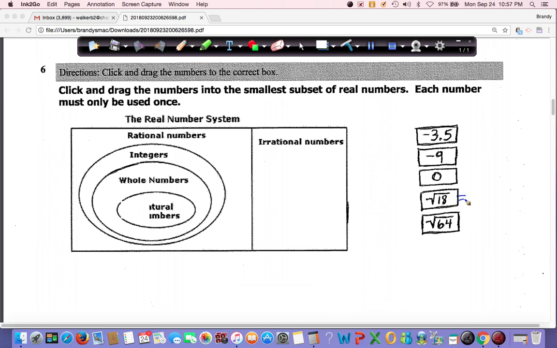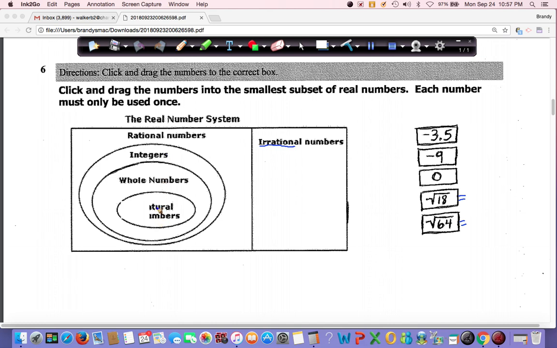So what is the square root of 18? What is the square root of 64? And while the square root of 18 you may have to estimate, approximate, round, that doesn't mean that it stops all of a sudden. If it keeps going, then we know it's going to be irrational. If it stops, or if it's a whole number, it's going to go on the rational side. But which rational one is it?